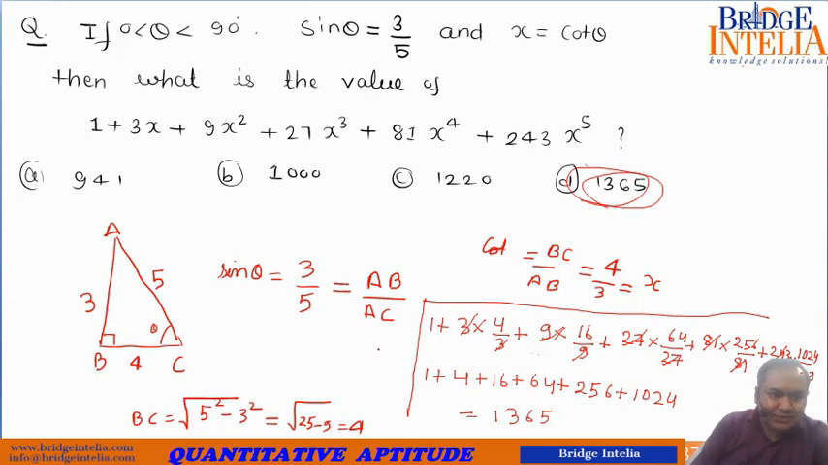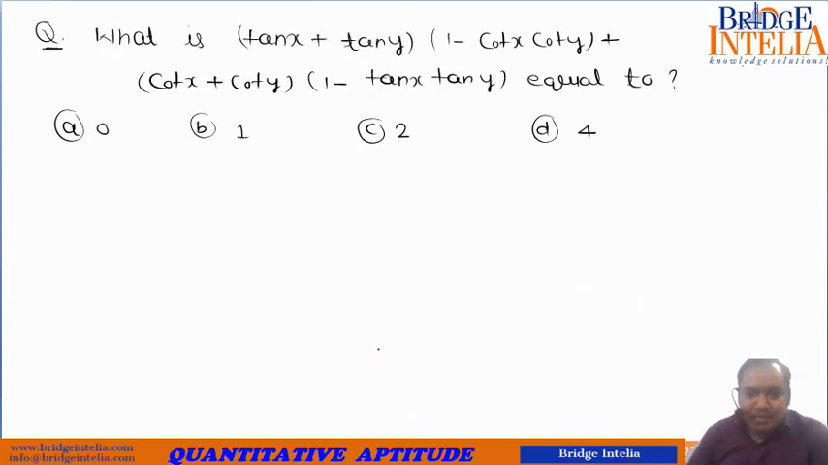So let's take another example. What is tan x plus tan y into 1 minus cot x plus cot y, plus cot x plus cot y into 1 minus tan x tan y, equal to? See, there are two ways to solve this. The ideal way, or I would say the best way to solve this, is to take any example for which the values of x and y are predetermined.